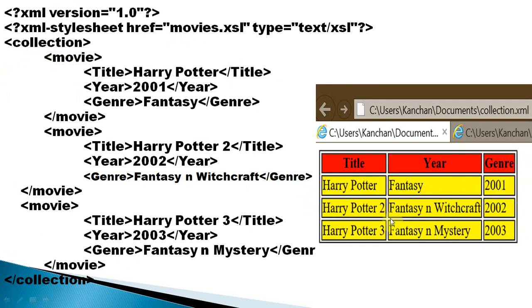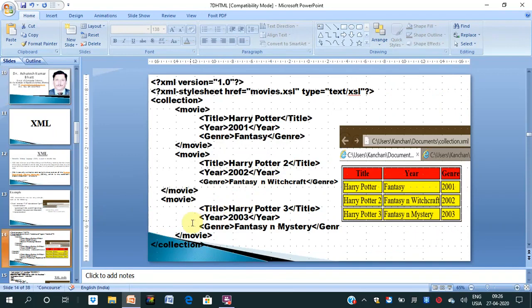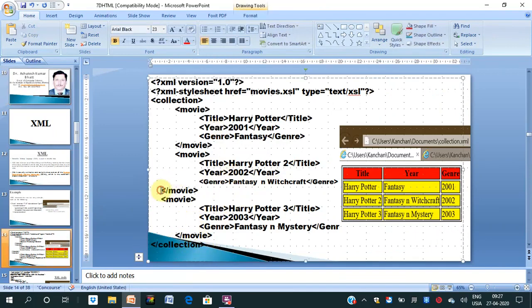So this is the first movie, Harry Potter, with year and genre, in which the movie was released. Genre should be here and year should be here; a small mistake is happening in this. So the title is Harry Potter, title is closed here, year 2001 and year is closed here, and genre is closed here. This is the first movie, this is the second movie and this is the third movie. These are three movies of Harry Potter. Movie should be closed here and again start from here.